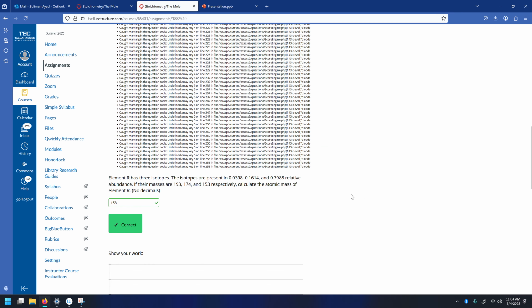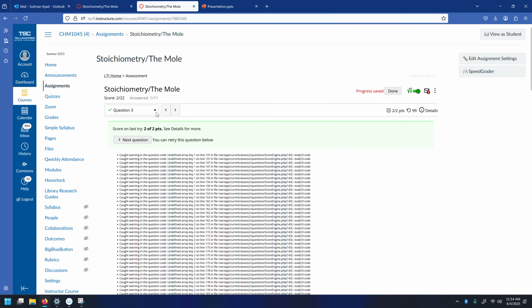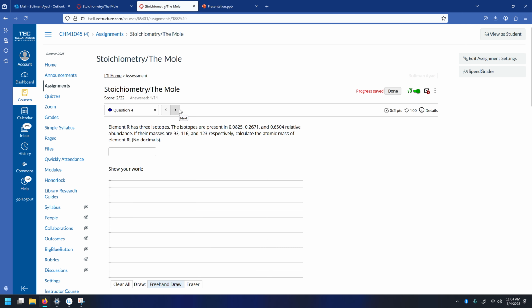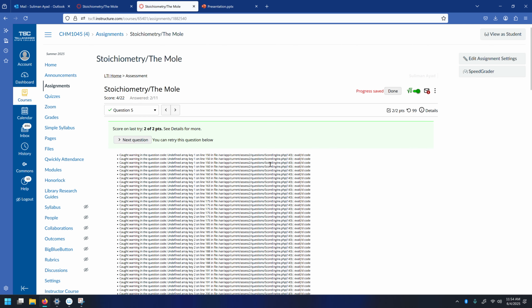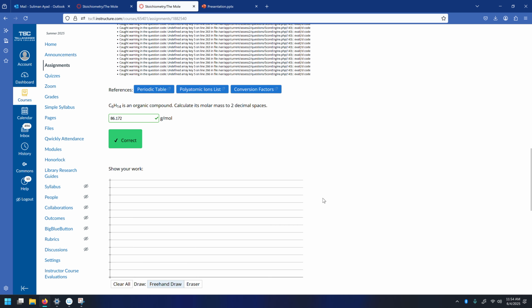Yes, on exams and when doing scientific writing, we would expect you to include that information, but here they've already given you the unit. And so we're going to type this in, 86.172. And there you have it. Now, it really shouldn't have given us this because it said to 2 decimal places, but that's okay.